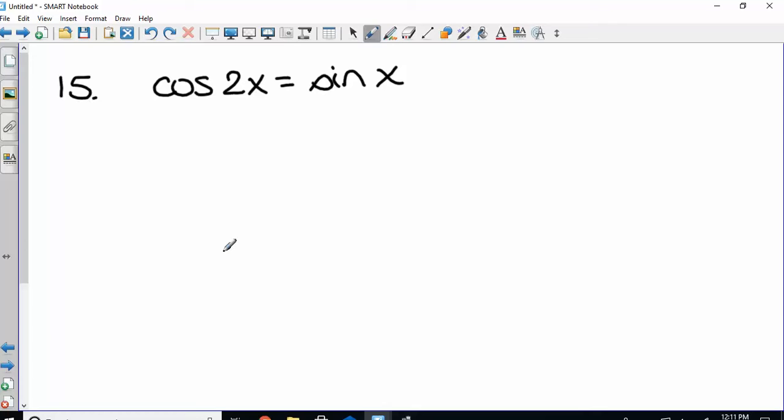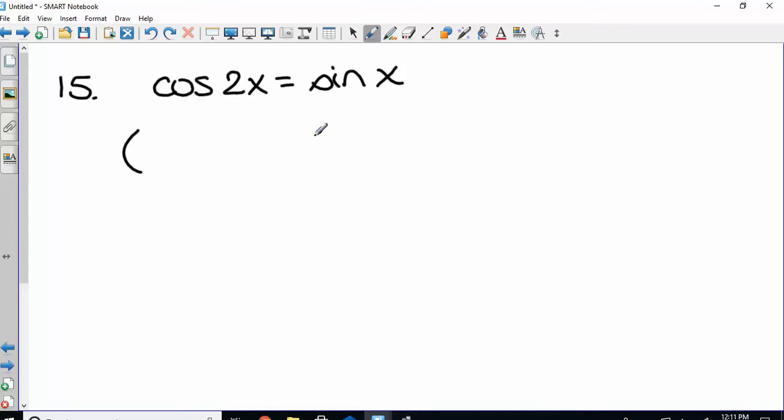Okay, so this one is concerning for a couple reasons. First of all, I have two different trig functions. But I also look and I have two different angles. So you need to start with the angle issue. We need our angles to match. Use the double angle. Yes.